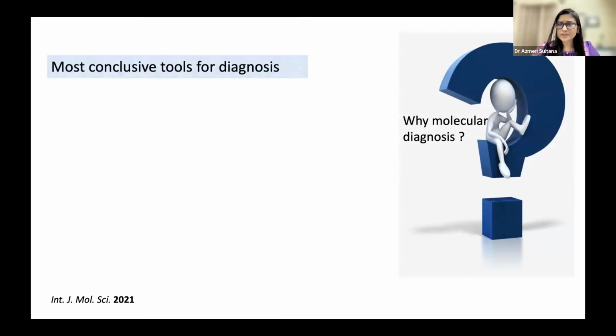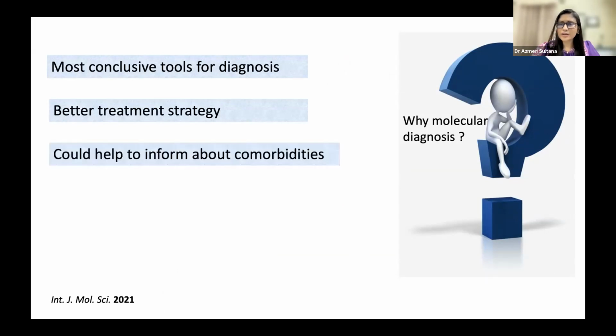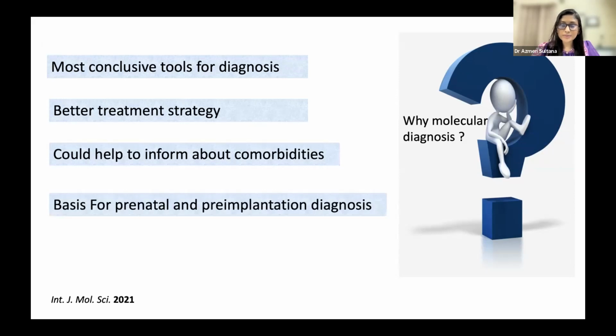There are various presentations and overlapping phenotypes that often lead to confusion. So it is the most conclusive tool for diagnosis. And if we know the causal mutation, we can plan a better treatment strategy for our children. It also gives us information about comorbidities, like Bartter type 4 may present with sensorineural hearing loss, whereas types 1 and 2 may present with nephrocalcinosis. And from a public health perspective, it is also the basis for prenatal and pre-implantation diagnosis.